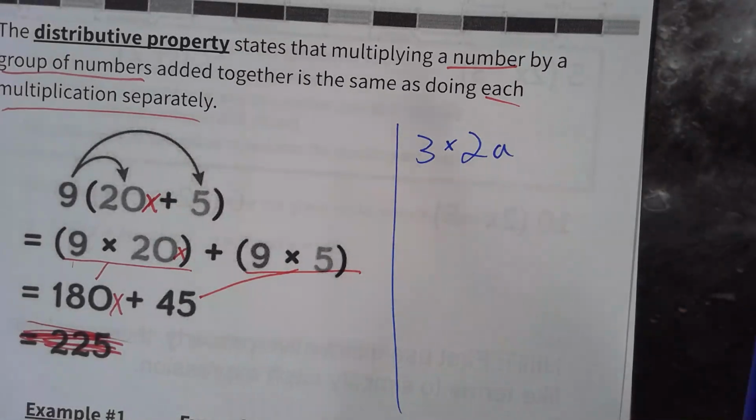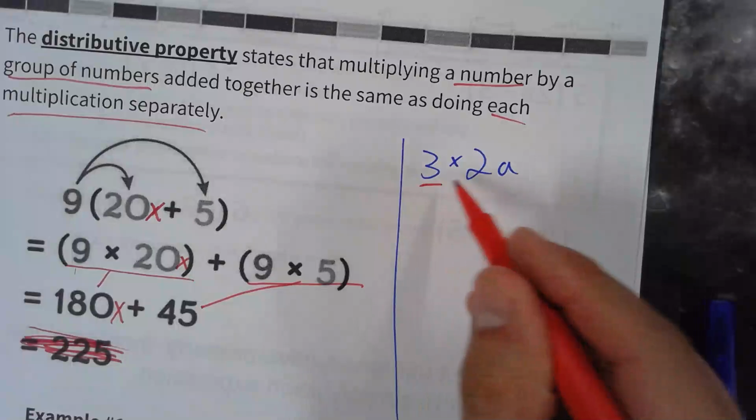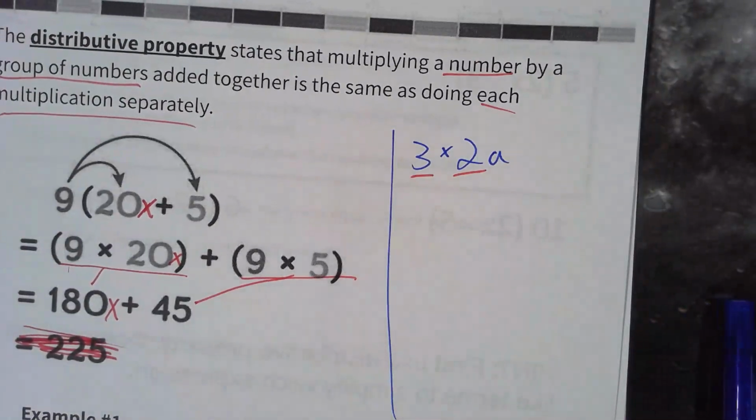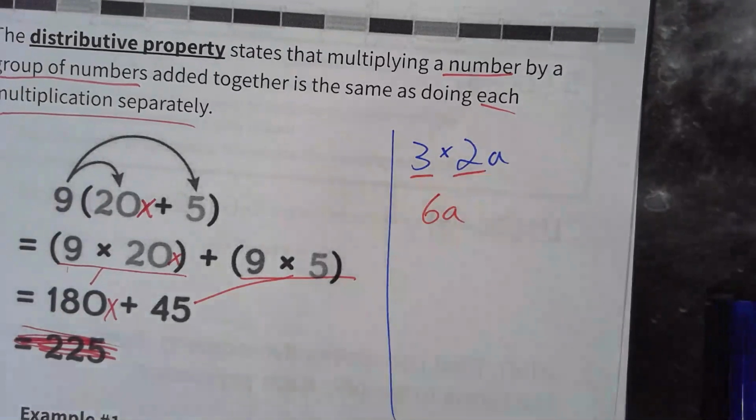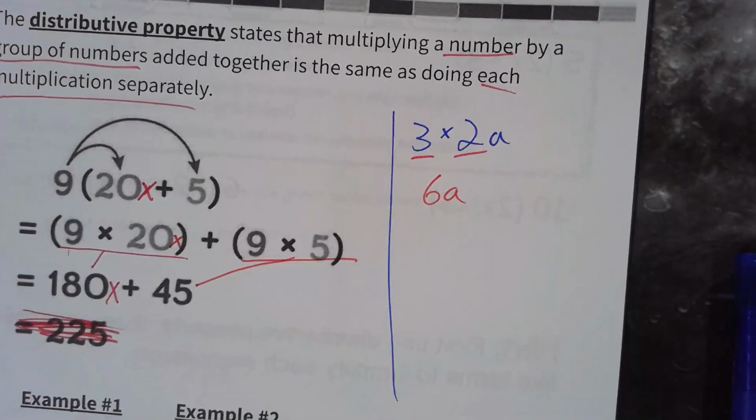What I would say is 3 times 2 is what? 6. So this would be 6a. So when you do addition and subtraction, I can't combine those things. But if I'm doing multiplication and division, I can combine them. I just want to make that clear before we do these examples down at the bottom.